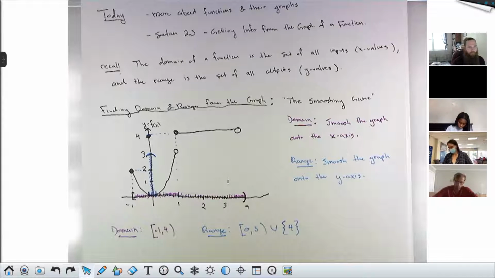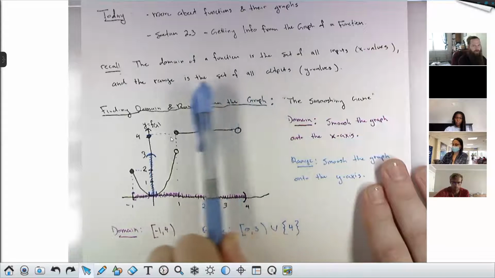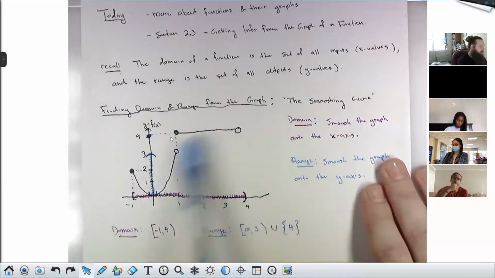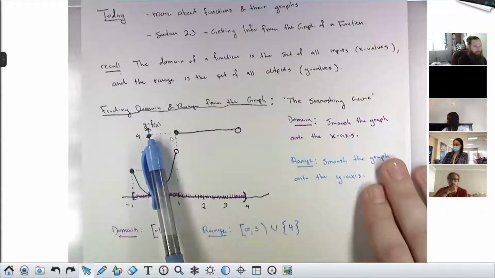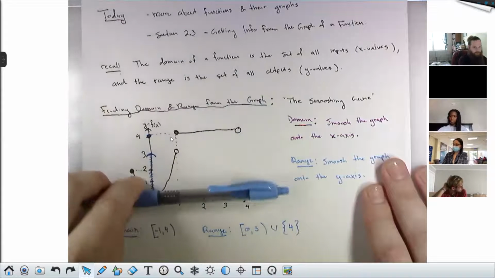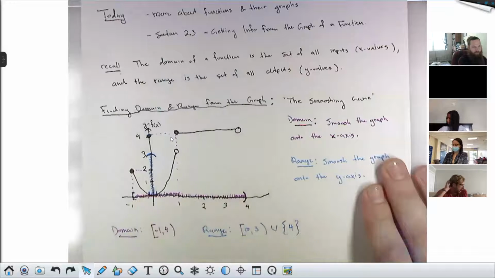Okay, there's a couple questions in chat that I want to address. Where did the 4 come from? So this whole portion of the graph, imagine I'm going to push this whole thing over and flatten it against the y-axis. This whole part of the graph is going to get flattened onto the number 4 there. So for the domain, we push everything onto the x-axis. For the range, we push everything onto the y-axis.